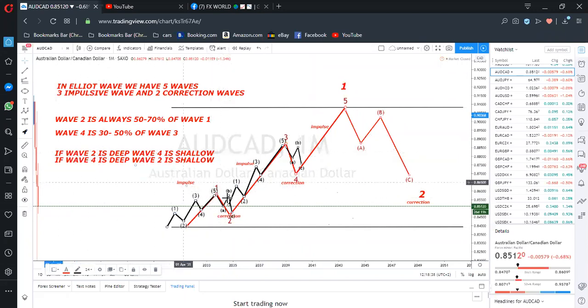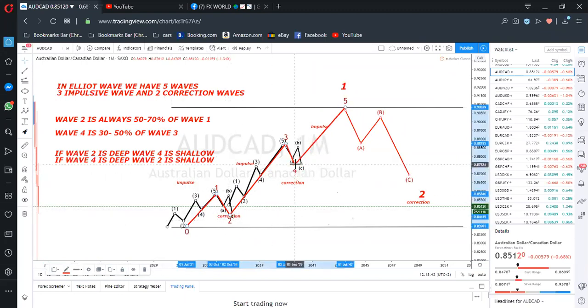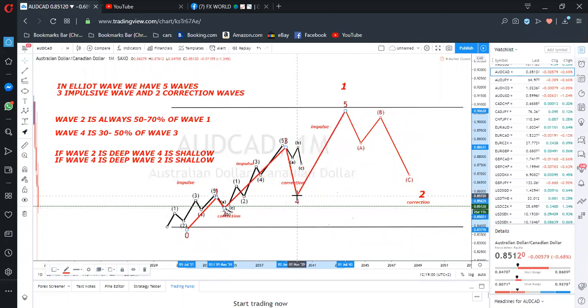If wave 2 is a deep correction, we are likely to have maybe a shallow correction here. If wave 2 is shallow, we expect wave 4 to be a slightly deep correction. That's how basically Elliott wave moves. Sometimes it doesn't even follow this principle of 30. If this is just deep, it also goes another deep correction again.